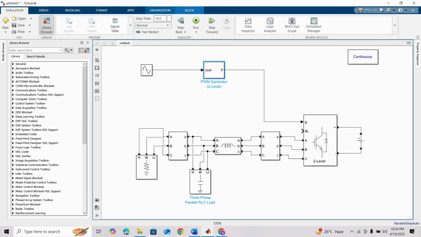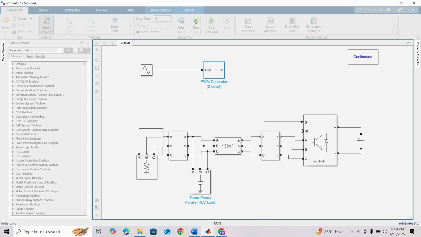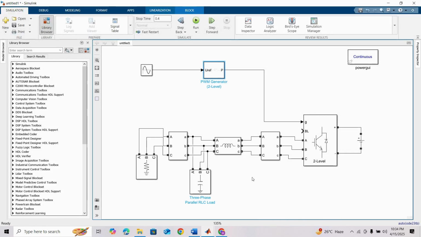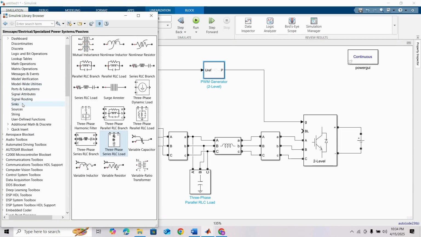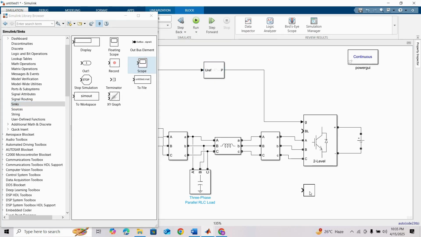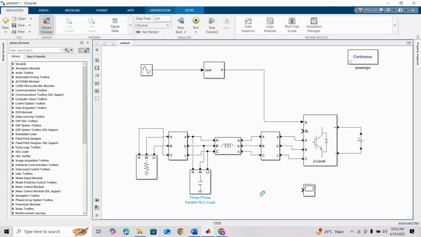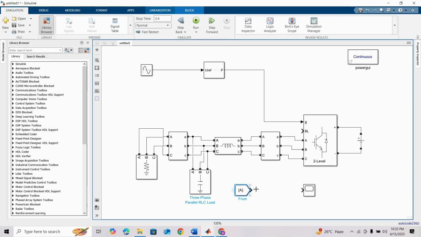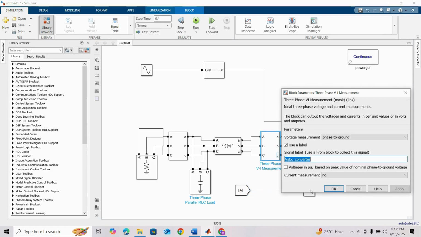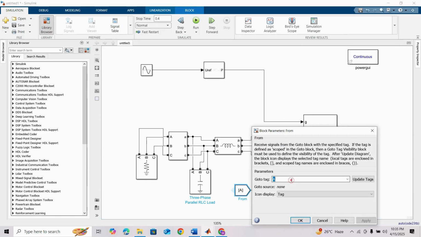And now I want to run this model. Click run. Sorry, I haven't added any scope, so we have to add our scope. Sink and scope, and we need a From block because I have set the VI measurement block as signal level. Copy it and paste it to the Goto tag.